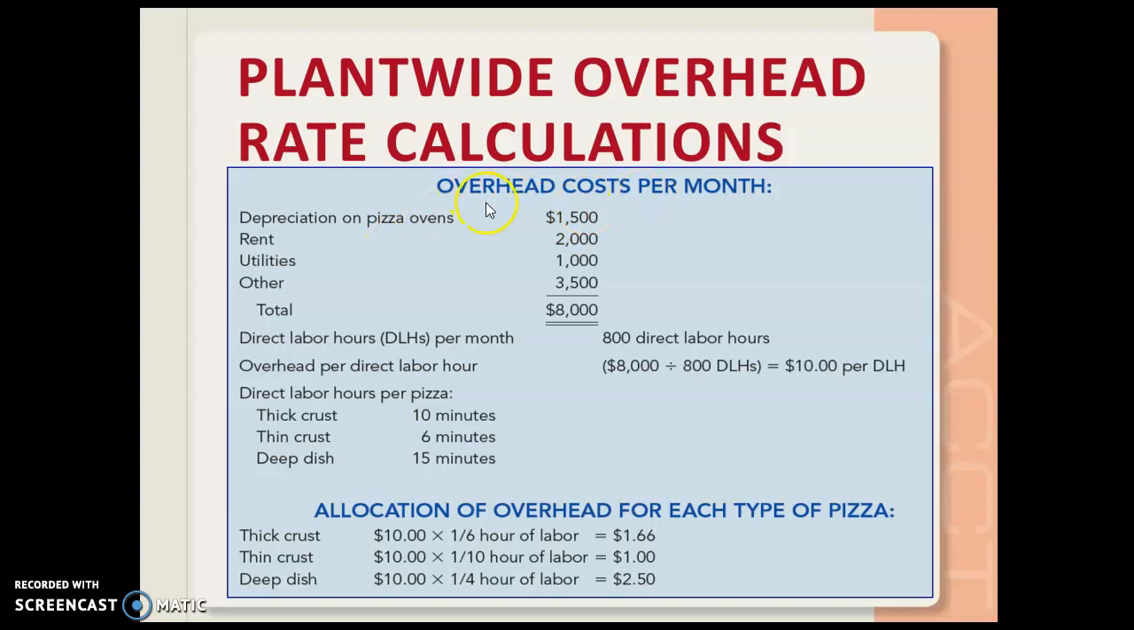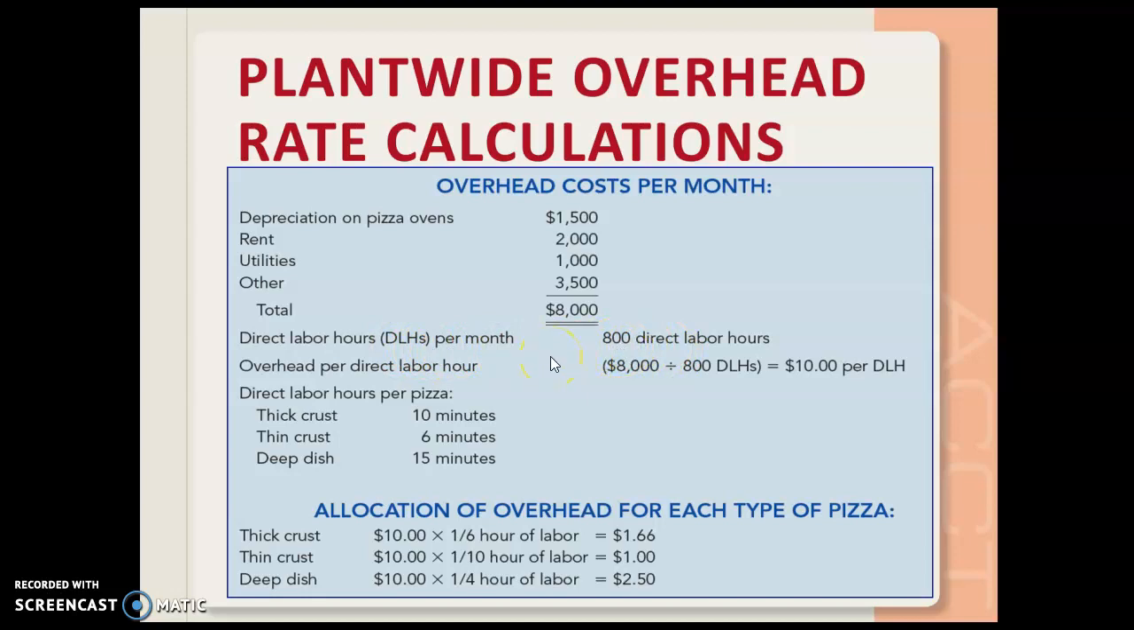So first of all, we figure out all of the costs that we estimate for the period. Now in this case, it's not for a whole year. They're figuring out 1 month. Okay, so depreciation on the pizza ovens, rent, utilities, other things that are part of overhead, and we're adding all of that up. So on average, we figure if we averaged everything out, it'd be $8,000 per month spent on overhead costs. Okay, and we figure that the direct labor hours per month is about 800.